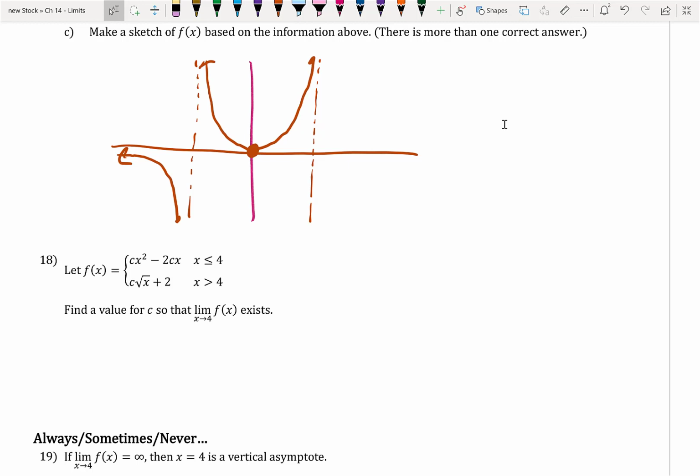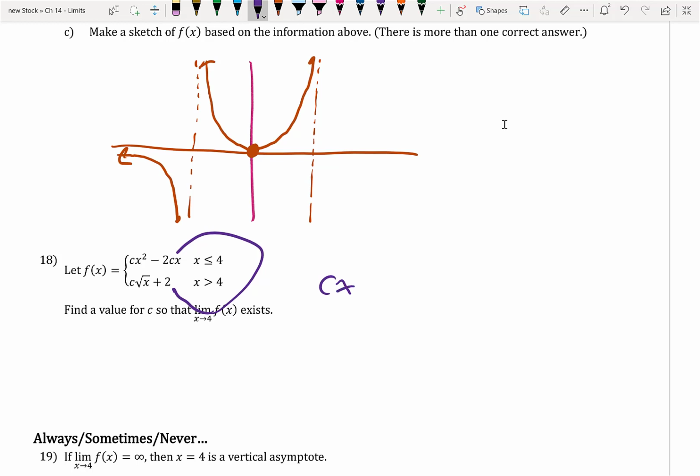Okay, 18, almost there. At least that's what Tiana said. Let f of x equal these two, and I want to find a value so that the limit as x approaches 4 exists. This is a lot easier than it actually looks. Yep, plug in 4 here and plug in 4 here, and what do the two of them have to be? Yeah, they have to be the same thing.